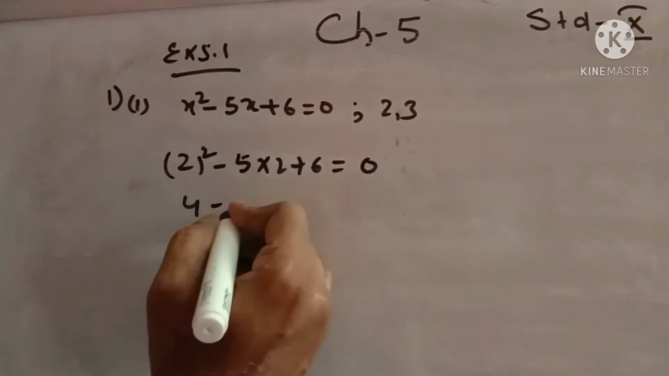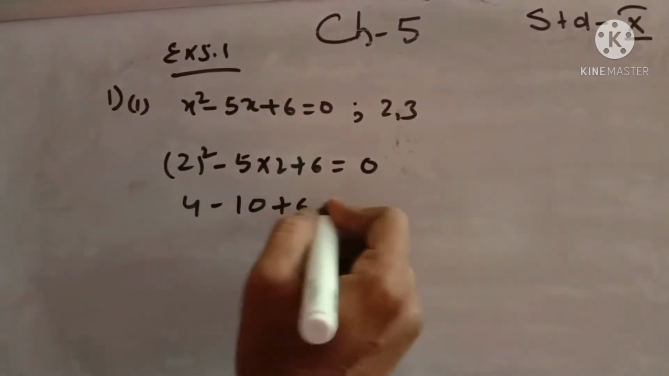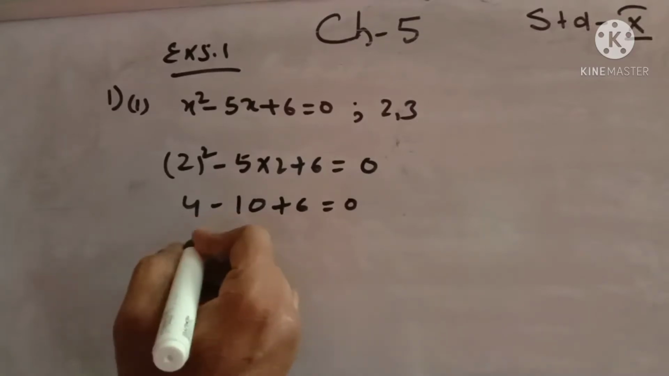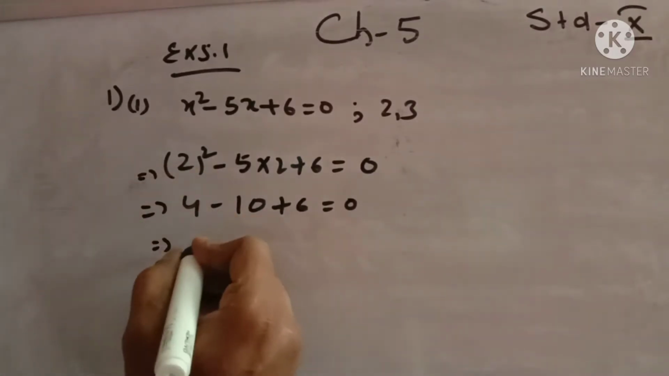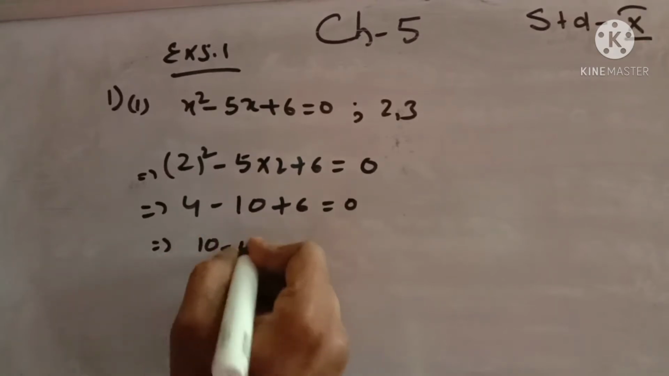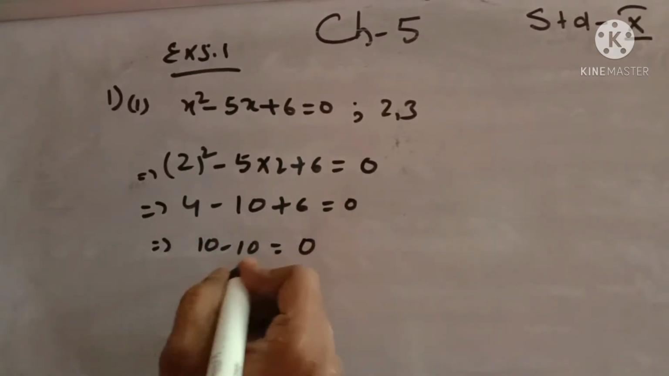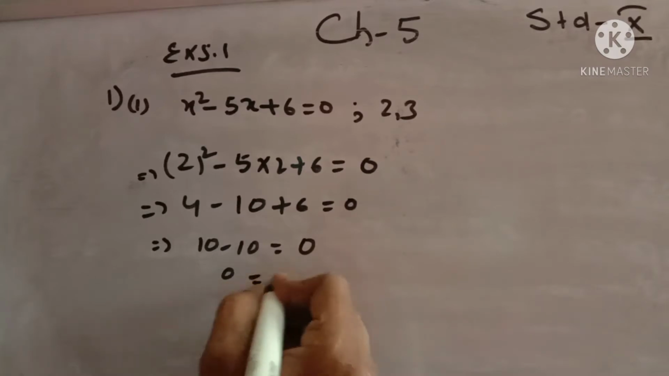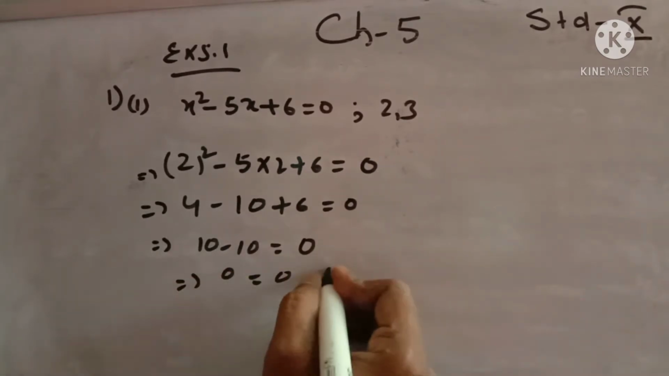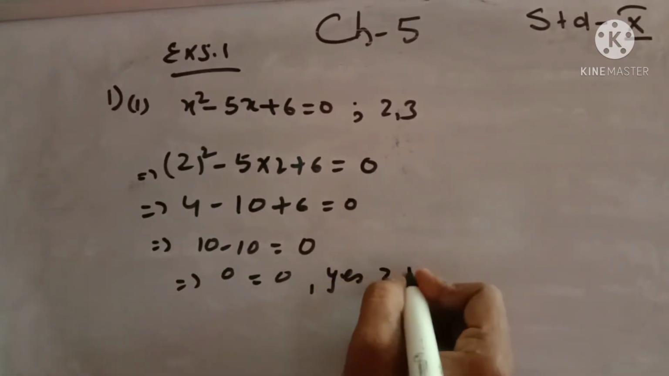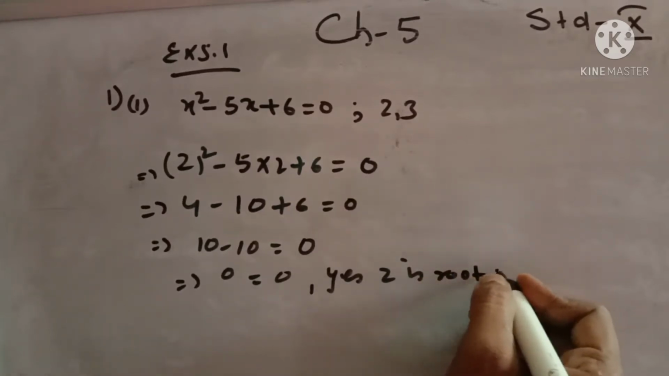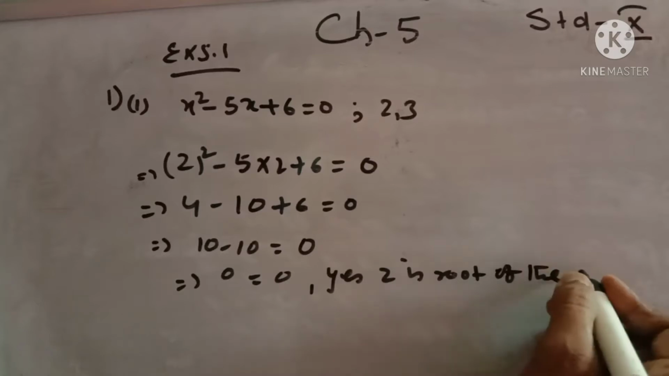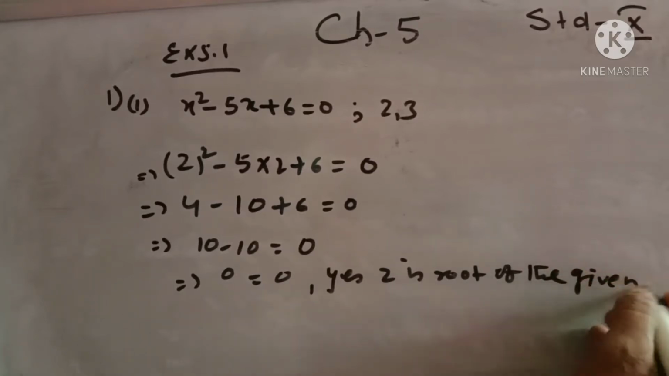Now this is 4 minus 10 plus 6 equal to 0. This implies that 10 minus 10 equal to 0. Therefore 0 equal to 0. Yes, 2 is the solution or root of the given equation.